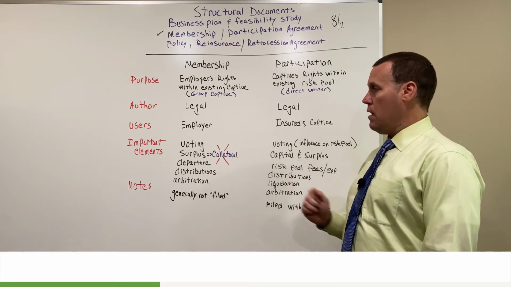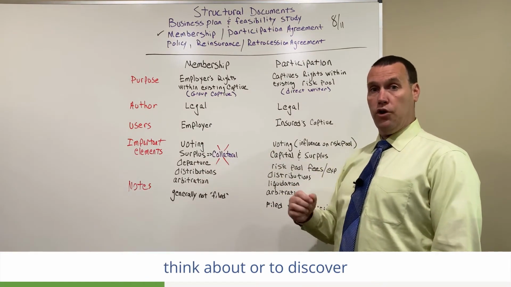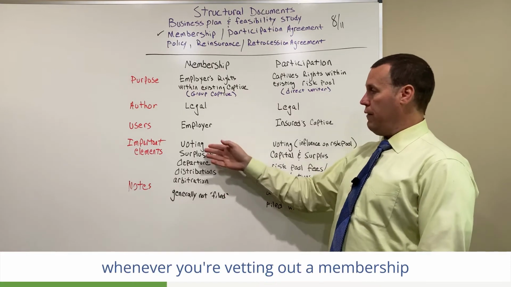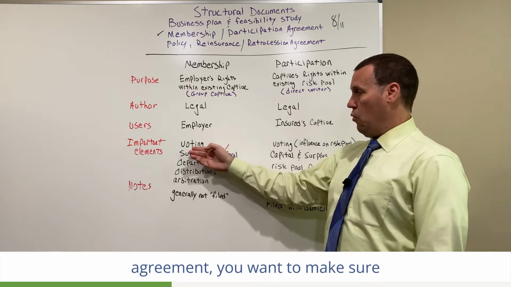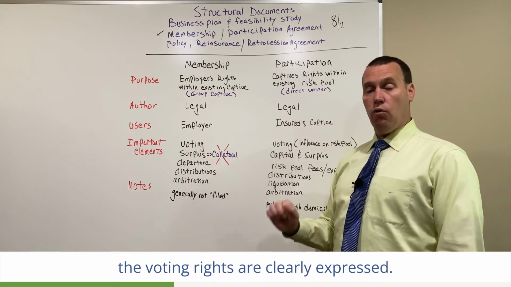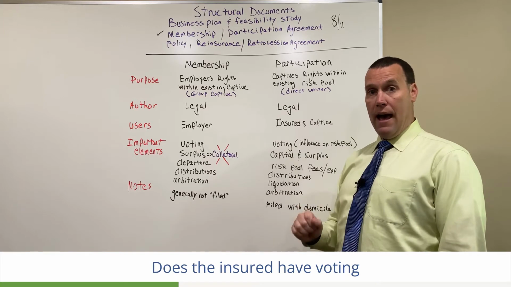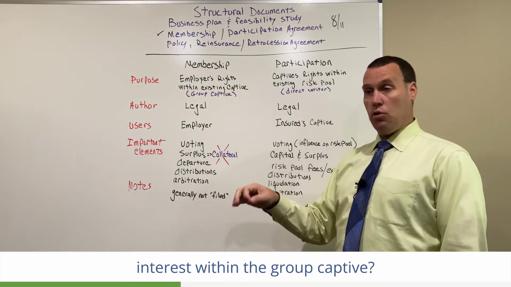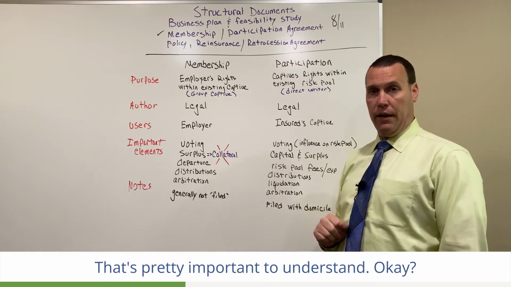Now, a few important things to think about or to discover whenever you're vetting out a membership agreement. You want to make sure the voting rights are clearly expressed. Does the insured have voting interest within the group captive? That's pretty important to understand.